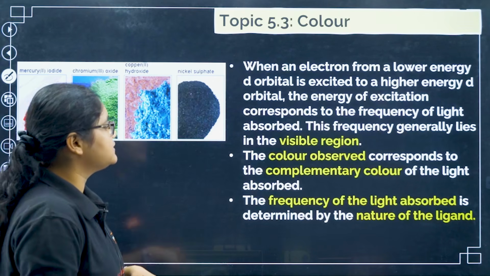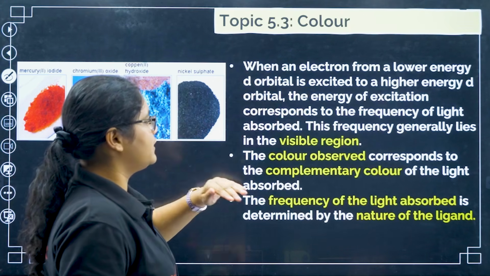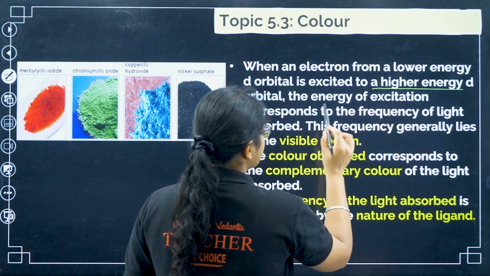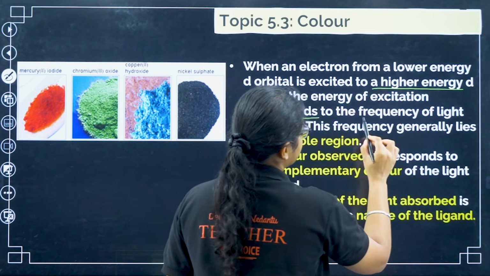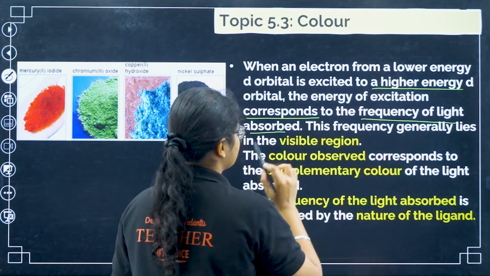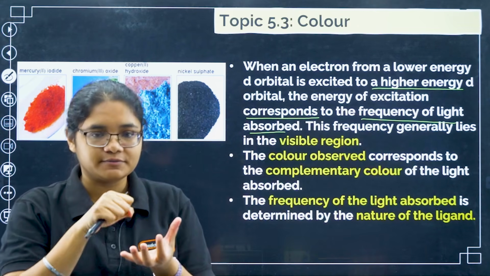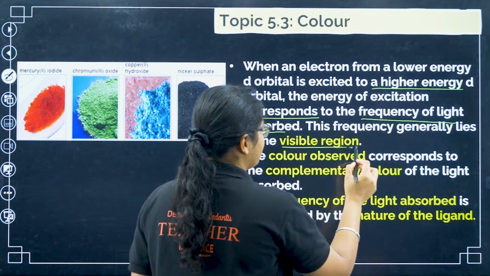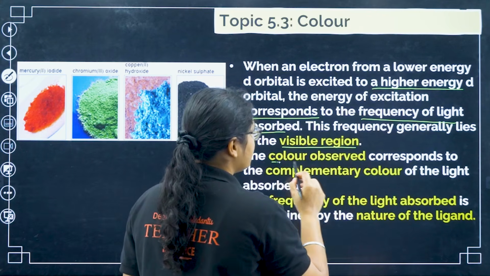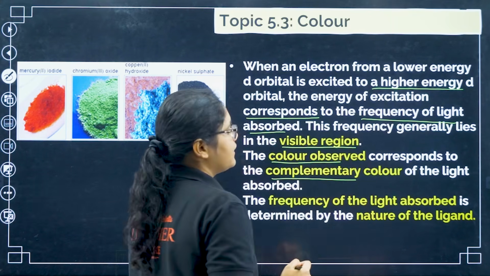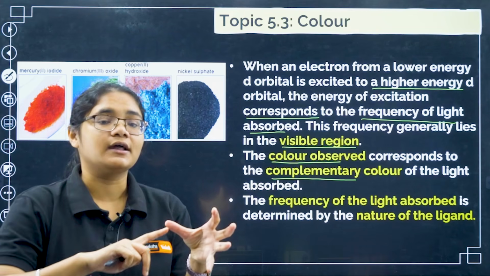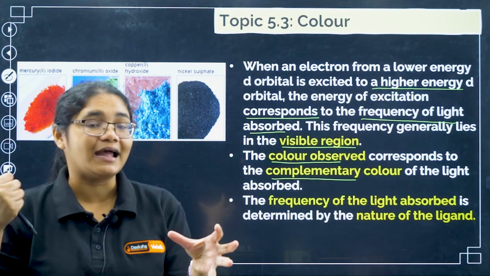When an electron from a lower d orbital is excited to a higher energy d orbital, the energy of excitation corresponds to the frequency of light absorbed. So how much light it absorbs determines which higher d level it goes to. This frequency generally lies in the visible region, and the color we observe in the molecule is the complementary color of the one it has absorbed.